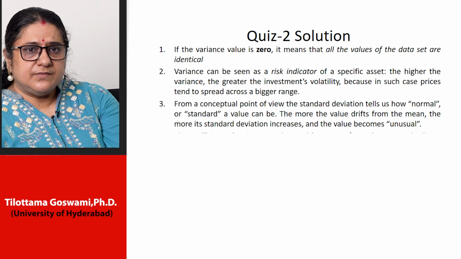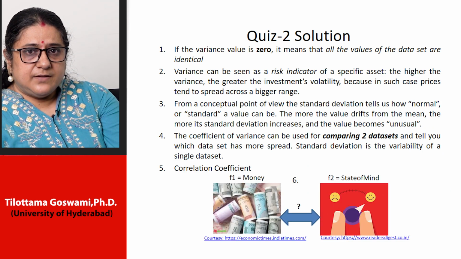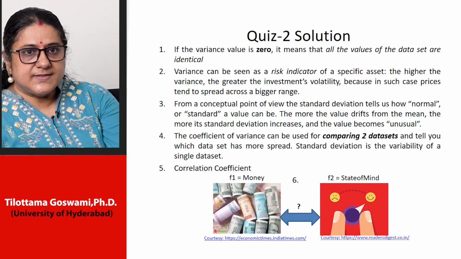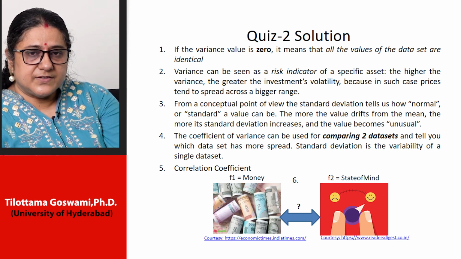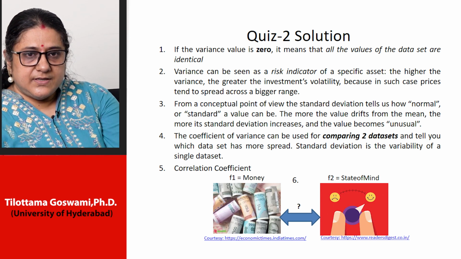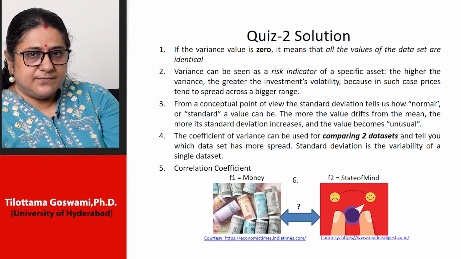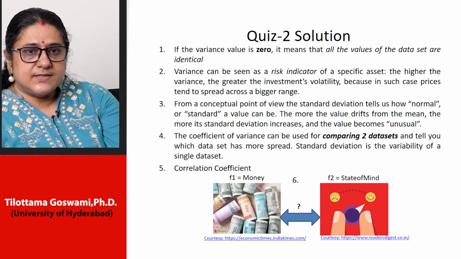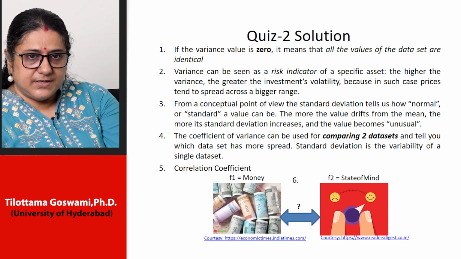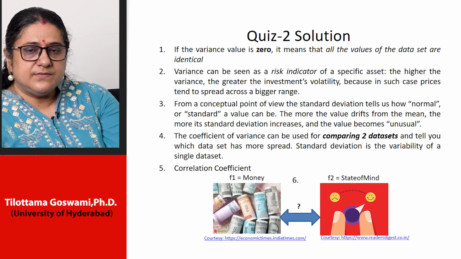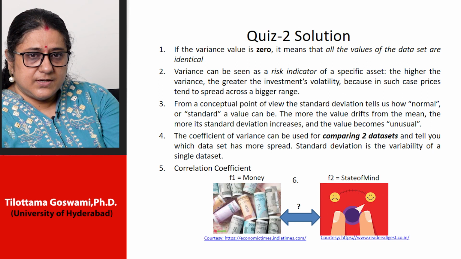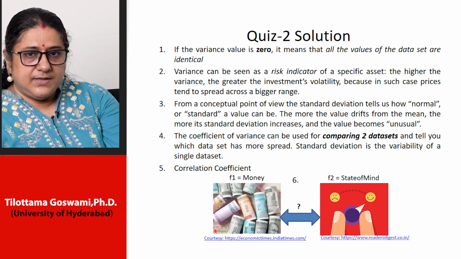This is the solution. If the variance value is 0, it means that all the values of the data set are identical. So variance can be seen as a risk indicator of a specific asset. The higher the variance, the greater the investment's volatility, because in such cases prices tend to spread across a bigger range. For answer 3, from a conceptual point of view, the standard deviation will tell us how normal or standard a value can be. The more the value drifts from the mean, the greater its standard deviation.